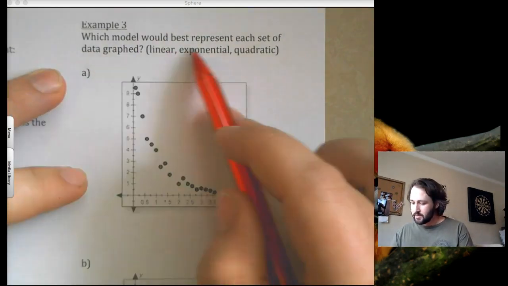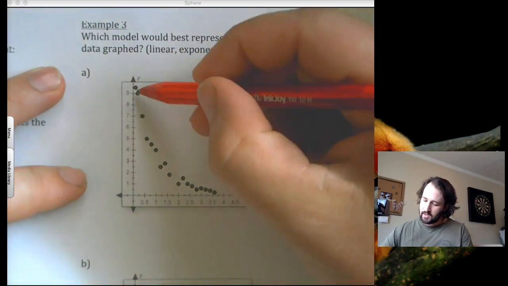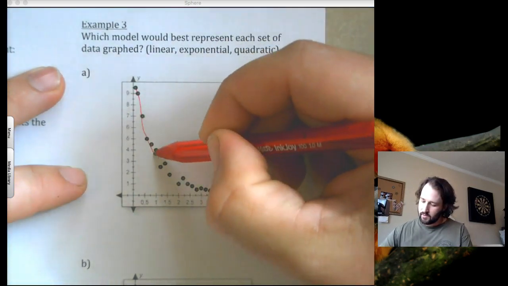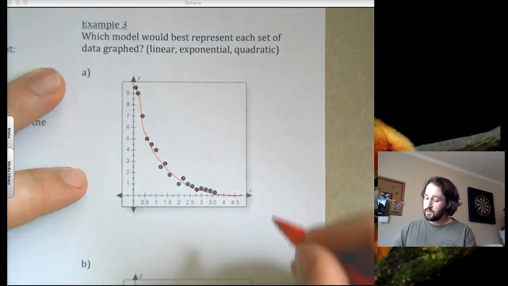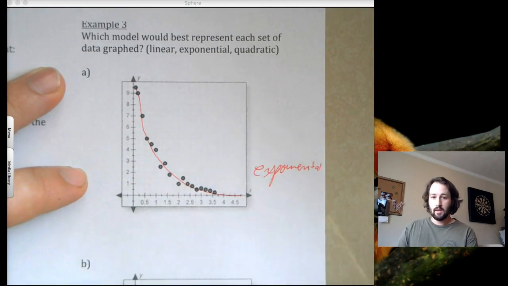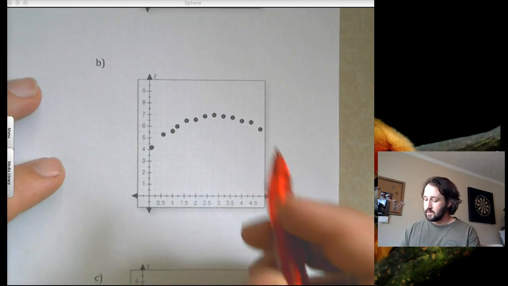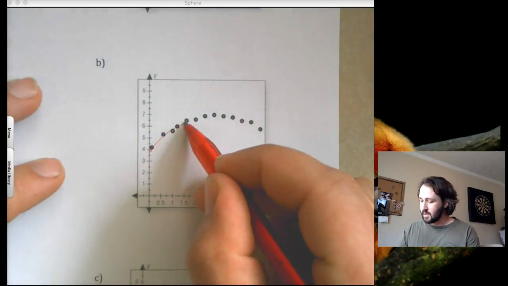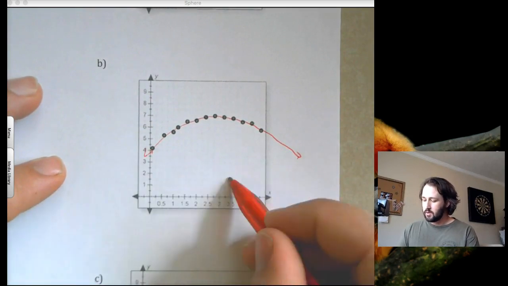So, which model would best represent each set of data: linear, exponential, or quadratic? With this one, the data is following kind of this line, and I don't see it ever going back up. So this one, I would say, is exponential. I spelled it wrong, but don't get mad. Now see how this one goes up, and then it starts wrapping back down. That one would be our quadratic.